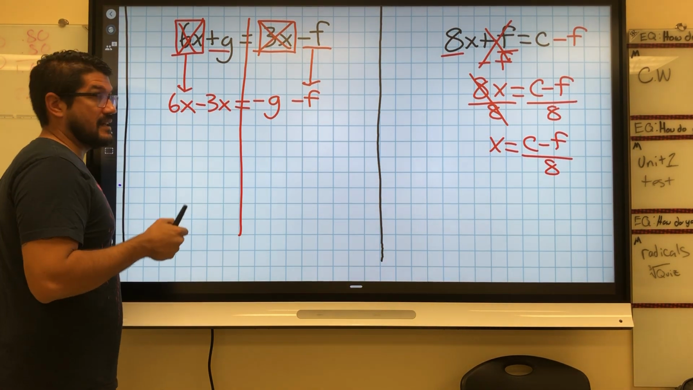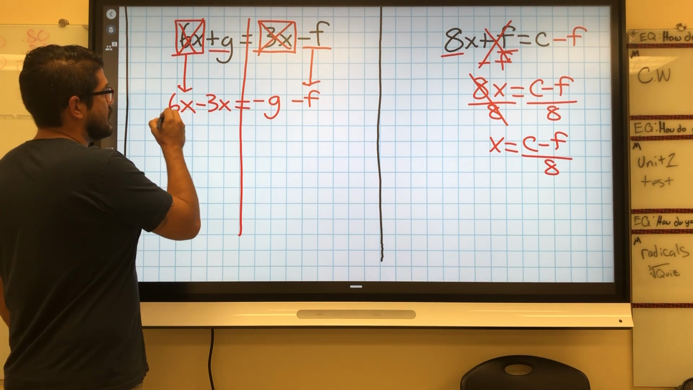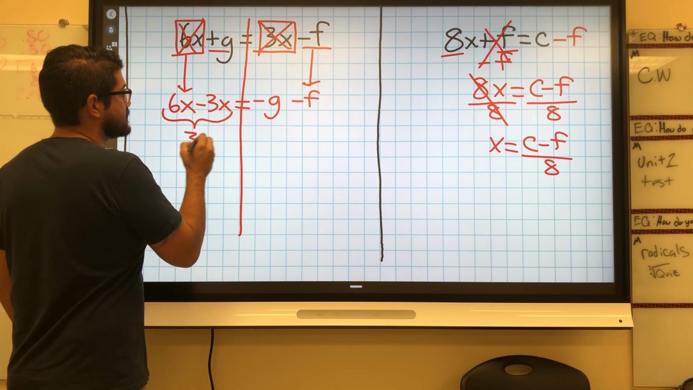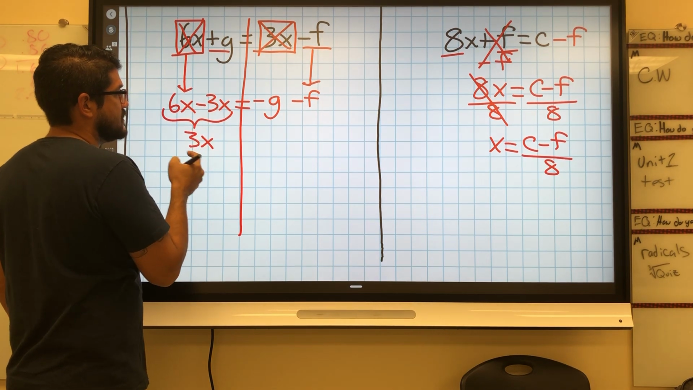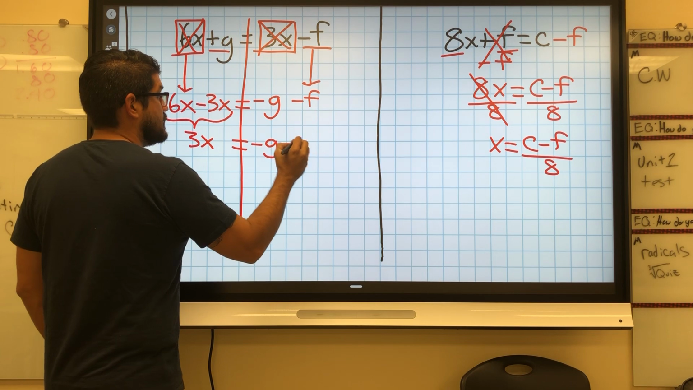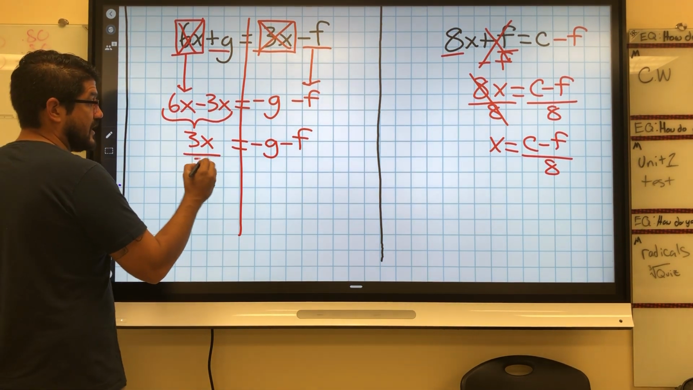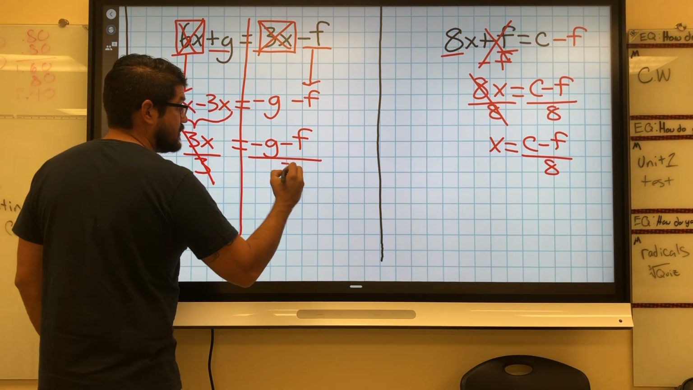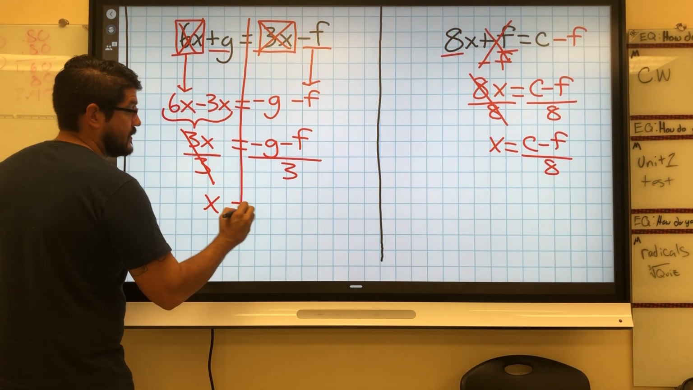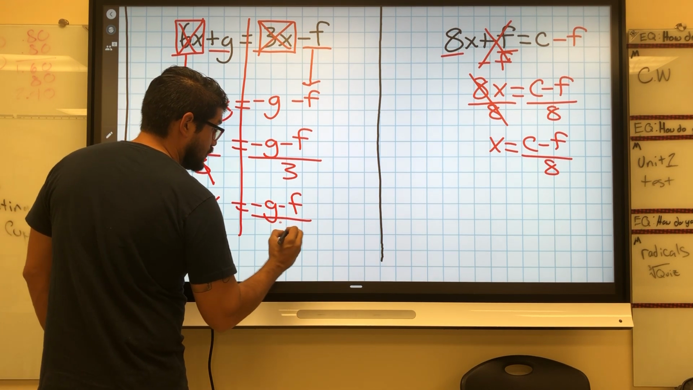These can combine like terms. Doesn't happen a lot, but it can. So this is going to make 3x, because 6x minus 3x is 3x, equals minus g minus f. How do I get rid of the number next to x? I divide, and x equals minus g minus f over 3.